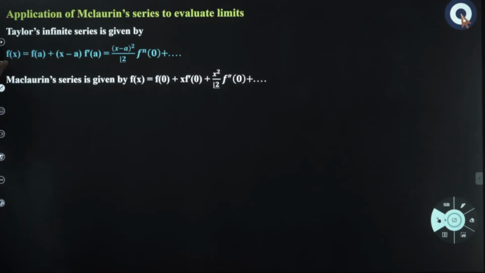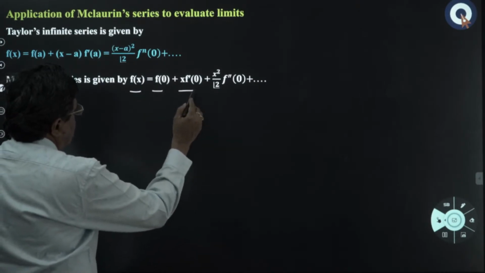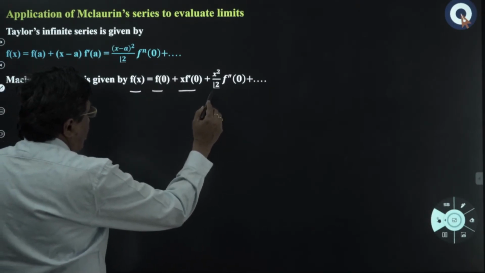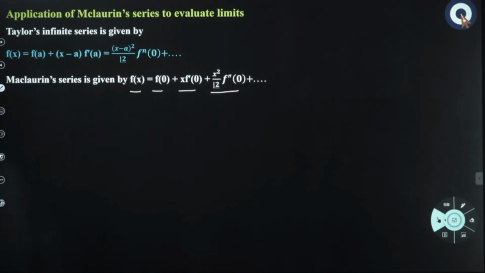And at times it is more convenient to use Maclaurin series using the formula a function f(x) is equal to f(0) plus x into f'(0) plus x squared by 2 factorial into f''(0), etc. Using series, evaluation becomes more convenient.